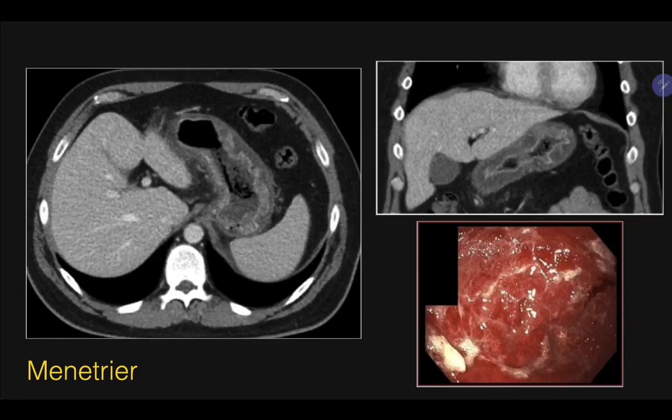But low attenuation wall thickening doesn't always imply an acute inflammatory presentation. This is a younger male patient who presented with vague abdominal symptoms and CT findings of gastritis. After extensive workup, this turned out to be Menetrier's disease, which is a rare type of hypertrophic gastropathy resulting in hypoproteinemia.